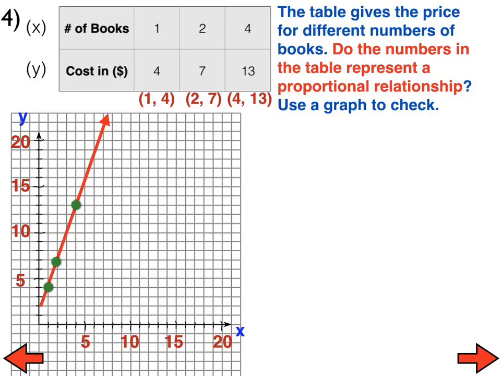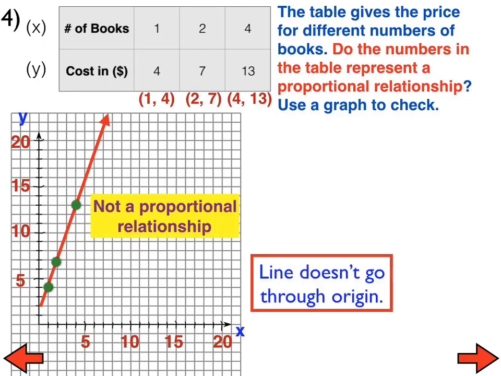Some of you are a little bit sloppy and it kind of looks like it does. So go ahead and look at mine. Mine is digital, so it's perfect. Does it go through the origin? It does not. If you look really close, here's the origin. My line is not touching it, right? It's touching over here at the number 2. So it doesn't go through the origin, so it's not a proportional relationship. Okay?